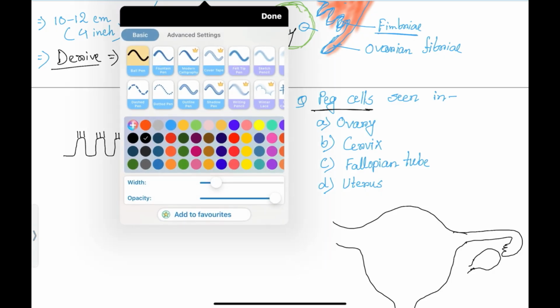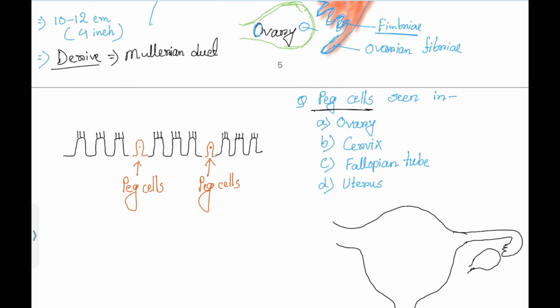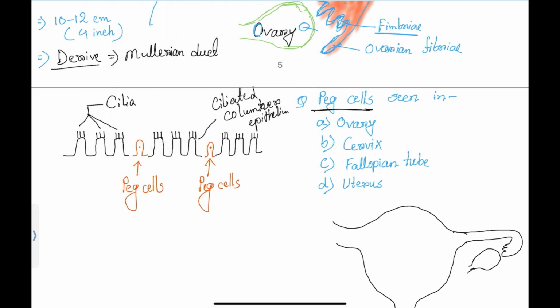The surface of the fallopian tube has this small projection, which is called your cilia. The surface of the fallopian tube has ciliated columnar epithelium. This is important from an MCQ point of view. If a question comes like peg cells are present in, and the options are ovaries, cervix, fallopian tubes and uterus, you will blindly answer fallopian tube. So peg cells are present in the fallopian tube.